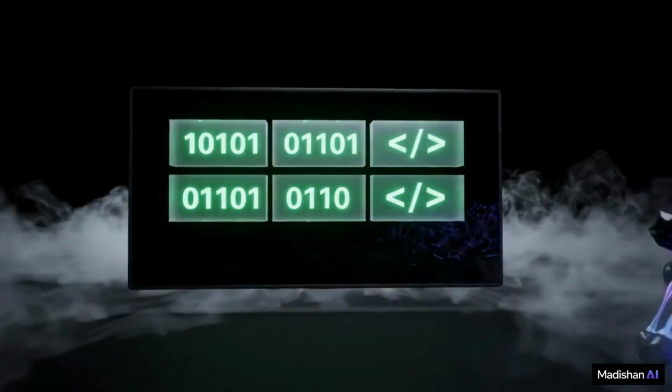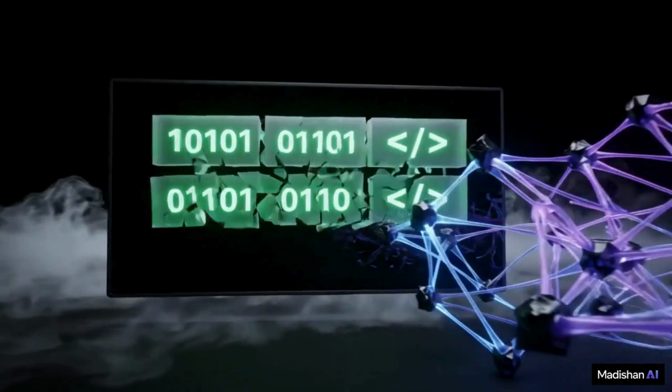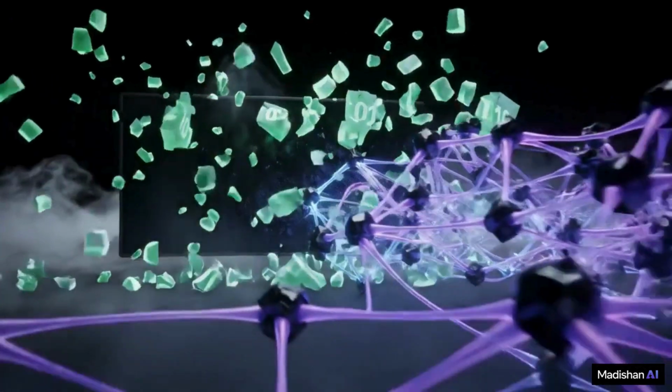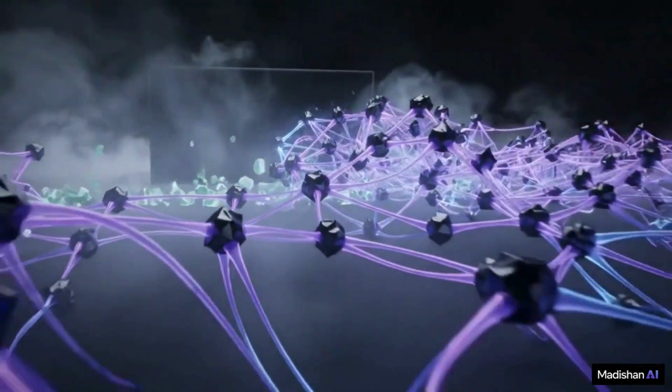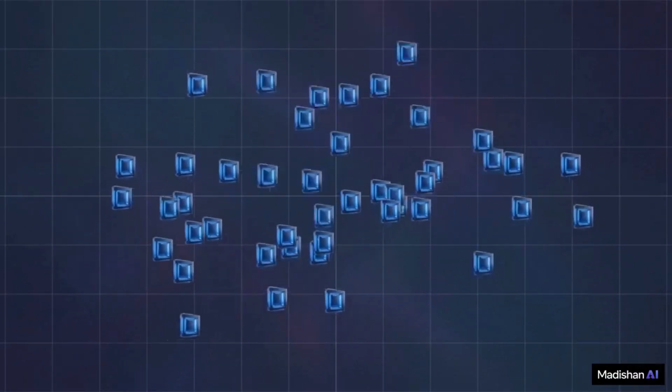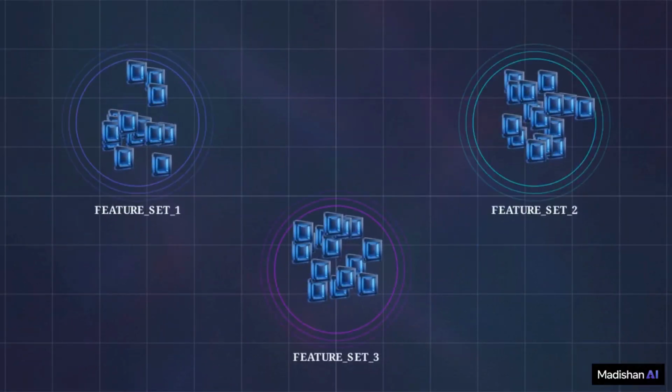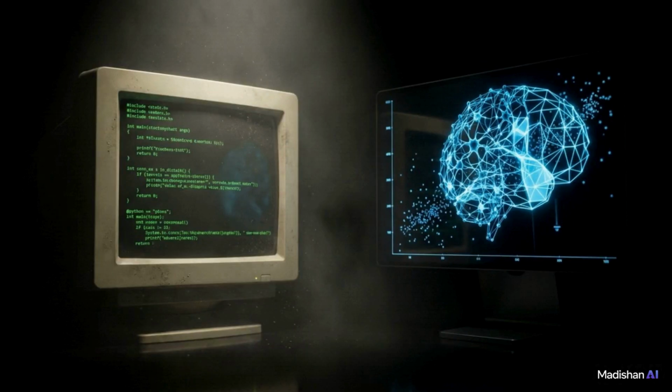In the past, computers only knew what we told them through handwritten rules. If a scenario wasn't in the code, the machine couldn't handle it. Today, machines are finding the rules themselves by identifying patterns directly from the world around them. We have moved from a time where we programmed computers to a time where we teach them.